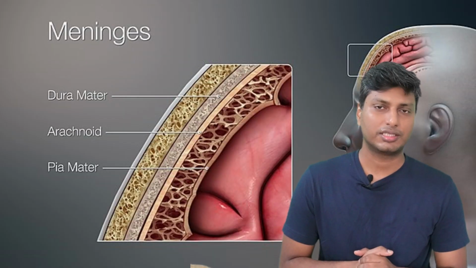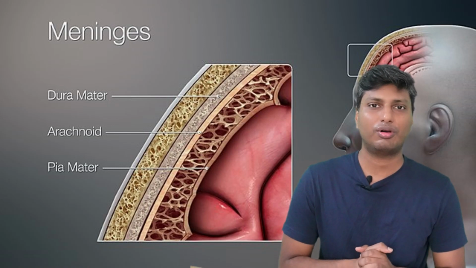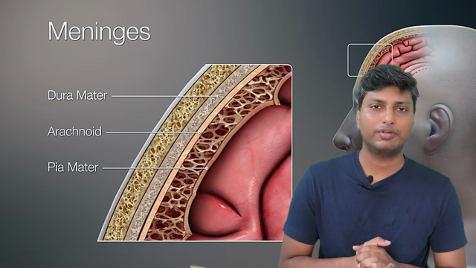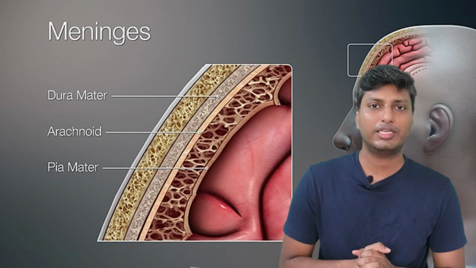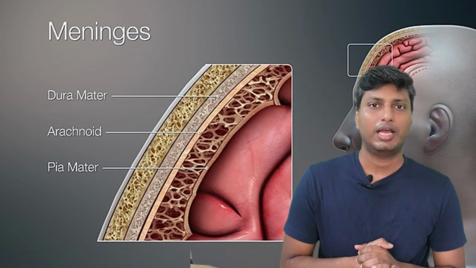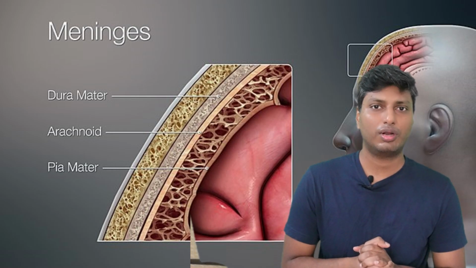Now dear students, the adult human brain is protected inside a hard skull which is called the cranium. On the surface of the brain, there are special kinds of membranes called meninges. There are three basic meninges on the surface of the brain. The innermost membrane is called pia mater, the middle one is known as arachnoid mater, and the outer one is called dura mater.